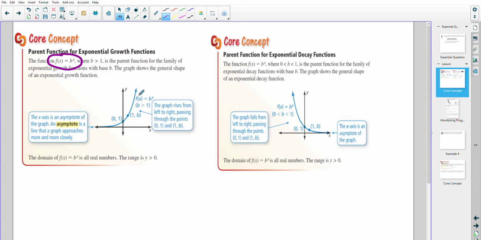So what are the domain and range? You can see on both of them, they're the same thing. Domain, all real numbers. Range, all numbers greater than 0 to infinity. There's also a notion of asymptote, and an asymptote is a line that the graph approaches more and more closely as x goes to infinity or negative infinity. And you're going to see in both of these cases, the asymptote is going to be the x-axis, or y equals 0.